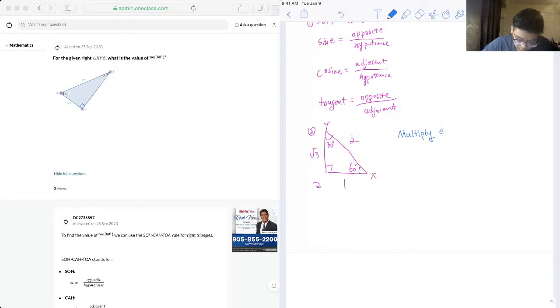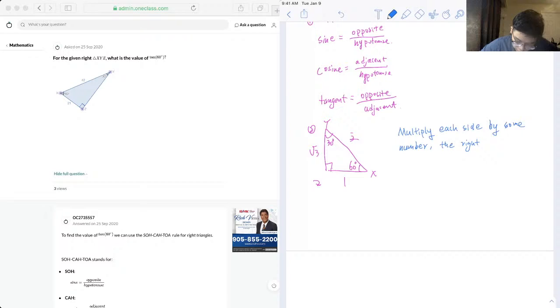Multiply each side by some number. The right triangle will maintain the same property.